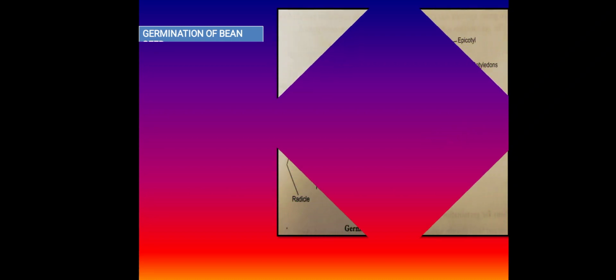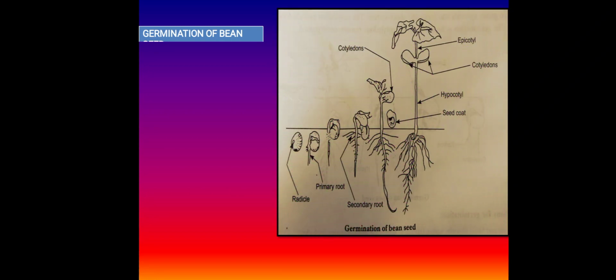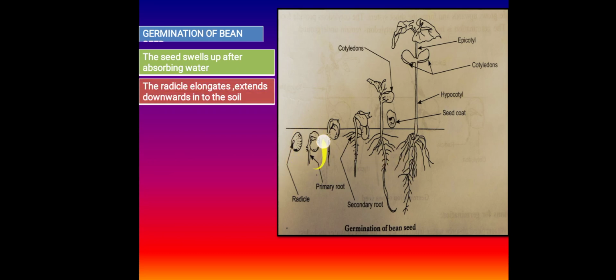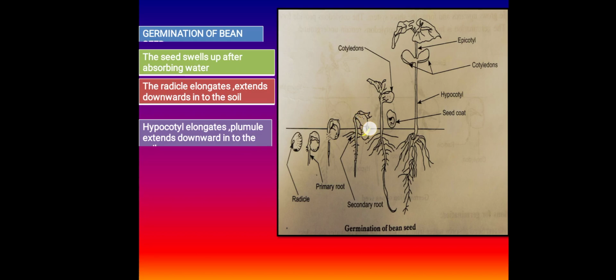Now, germination of bean seed. There are different steps. The first one, the seed swells up after absorbing water. The radicle elongates and extends downwards into the soil. The hypocotyle elongates.